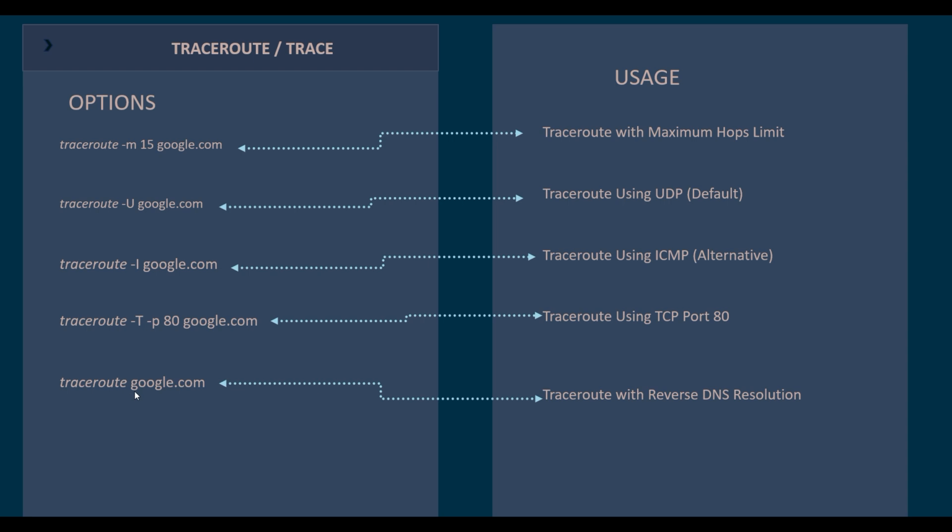So if we have a domain name, it will provide us the domain name, else it returns the IP. Hope traceroute is very clear to you. So we can move to the next.